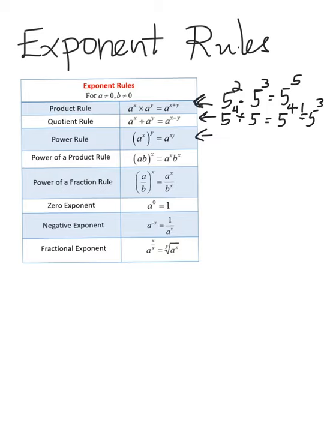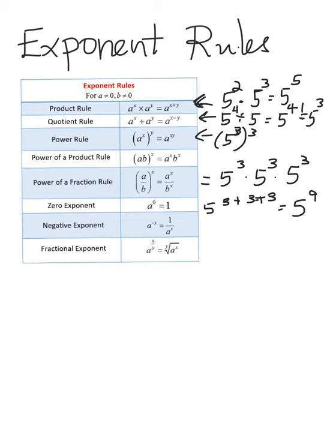And then the power rule. If we had 5 to the third power, and then that being raised to the third power again, this is basically saying we're taking 5 to the third and multiplying it by itself 3 times. Well, now this looks just like the product rule. So we multiply powers, we add the exponents. So this would be 5 to the 3 plus 3 plus 3, which is just 5 to the ninth.